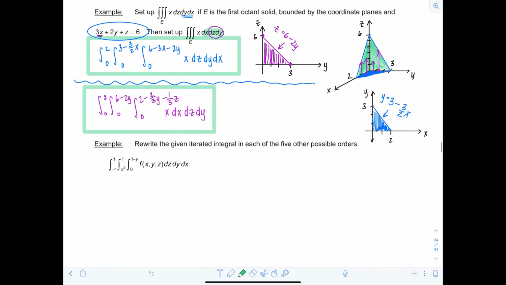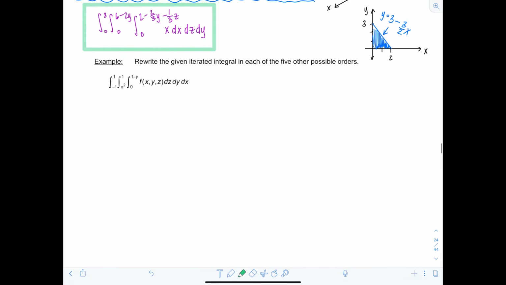All right, let's look at another example. Rewrite the given iterated integral in each of the 5 other possible orders. All right, so notice they're not actually telling us what the function is that we're integrating. We're just setting up all the different versions. So they've given us 1, there's 5 more, right?